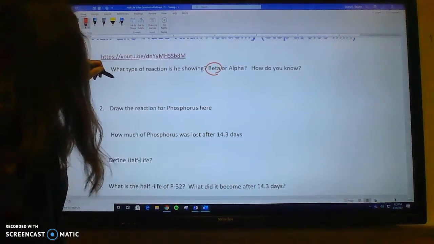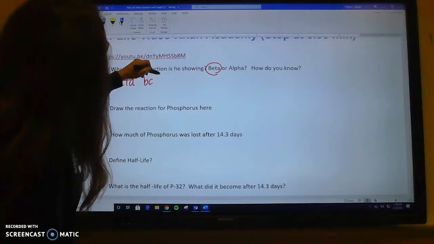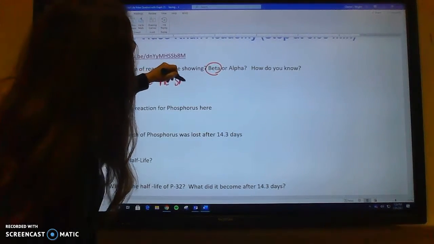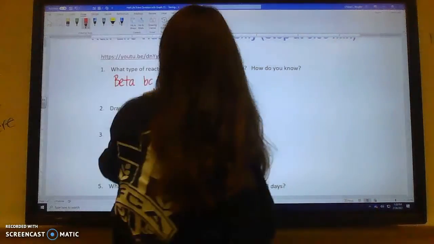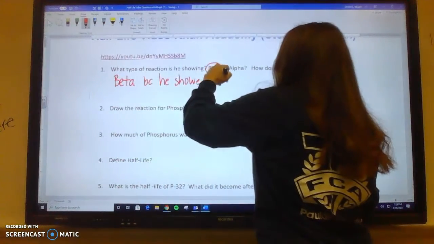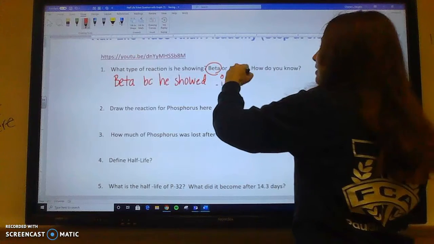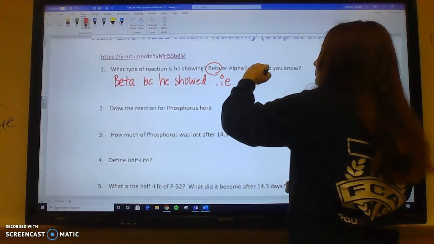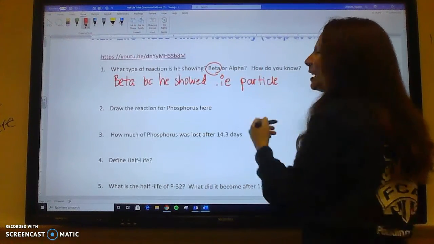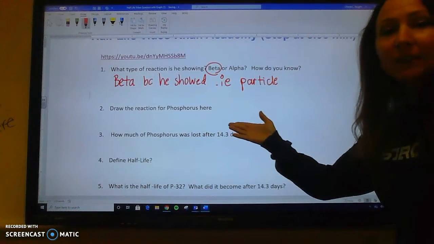How do you know? So it's beta because he showed a letter B, okay? But I'm going to write the e with 0 and a -1. He showed that particle. And because he told us. All right. So then it says draw the reaction for phosphorus here.